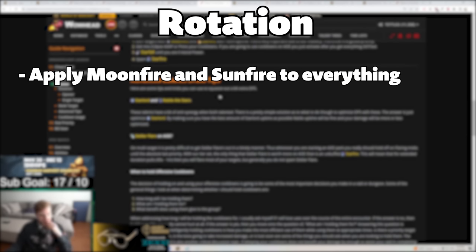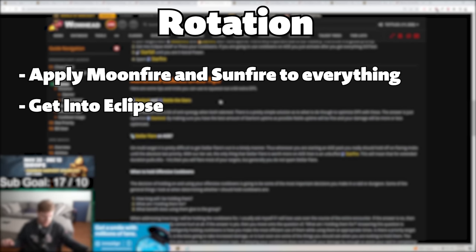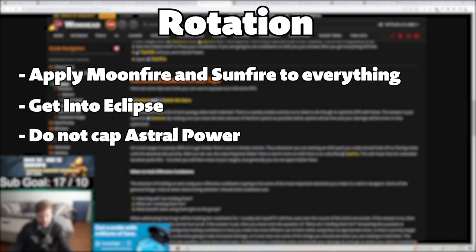You want to get into Eclipse after Moonfiring and Sunfiring all the mobs, because you want to activate your Mastery, because our Mastery's changed, by the way. You want to then get into Eclipse as soon as possible. Currently, you're prioritizing Lunar Eclipse for all situations because of how Starfire is, and just know that you are always prioritizing Lunar Eclipse.